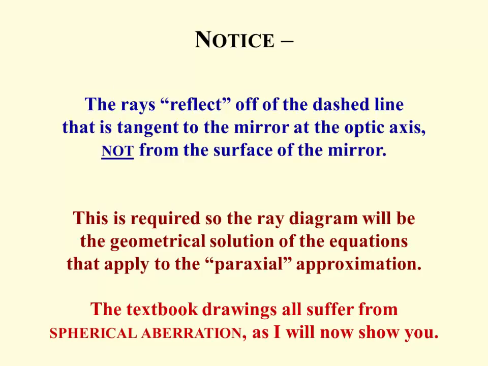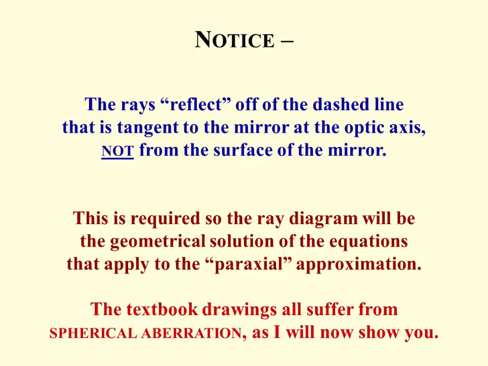As I've pointed out, the rays, when you do the correct geometrical construction, have to reflect off of the dashed line tangent to the mirror, not from the surface of the mirror. This is the only way you can get the ray diagram to be a geometrical solution to the equations for the paraxial approximation that we use.